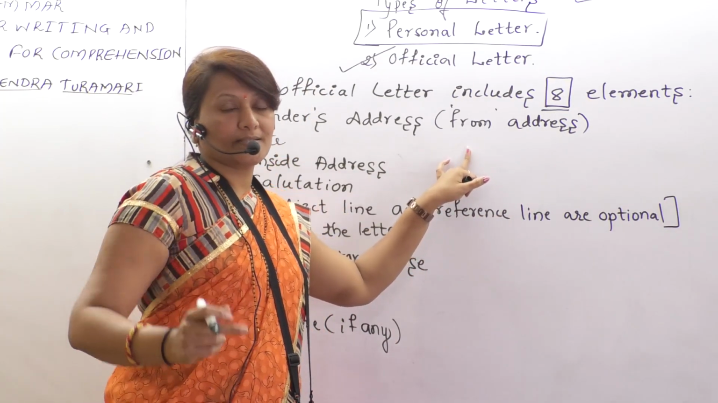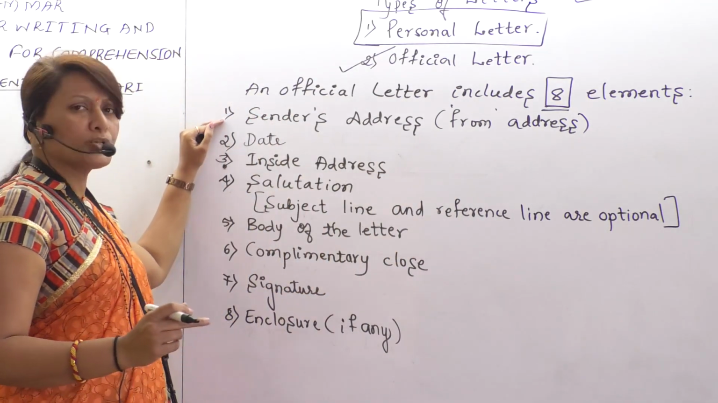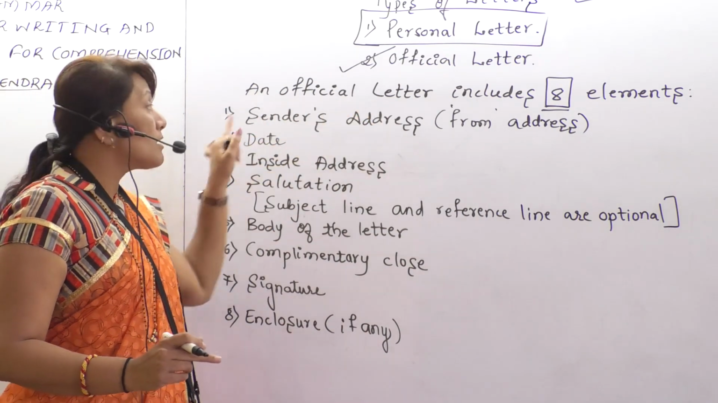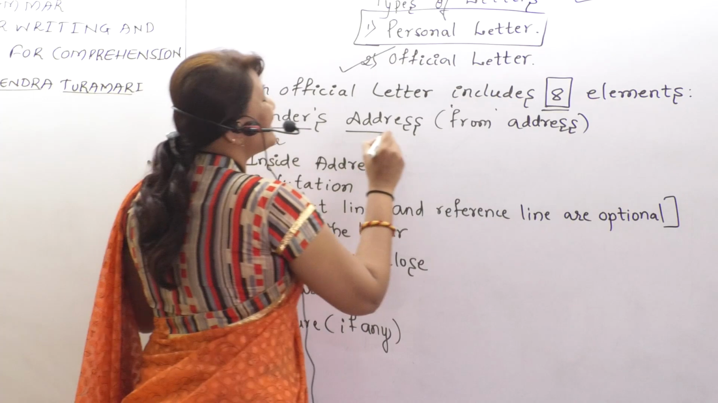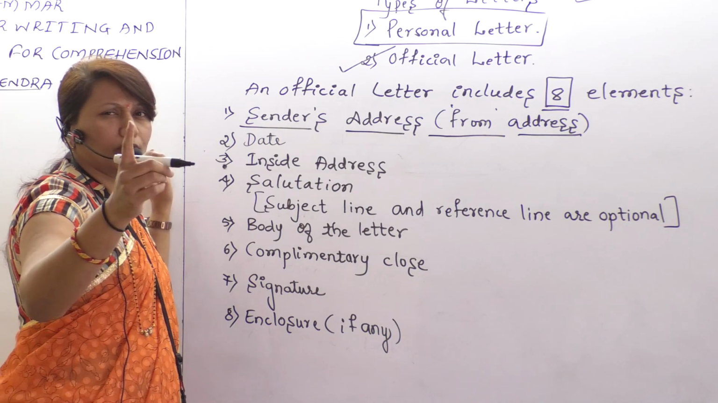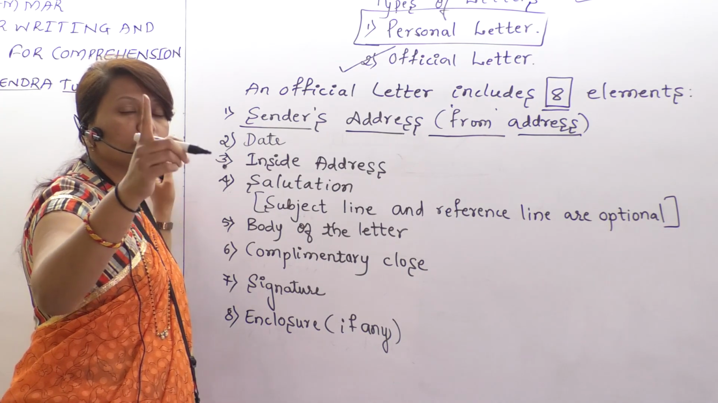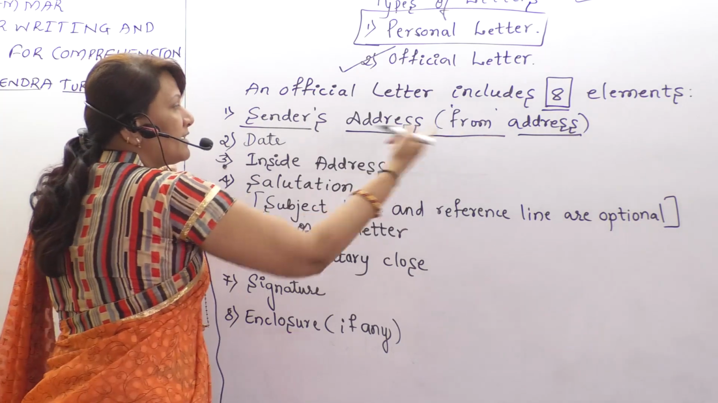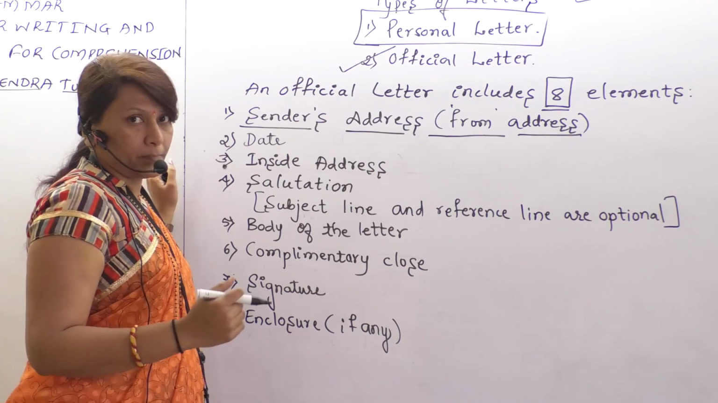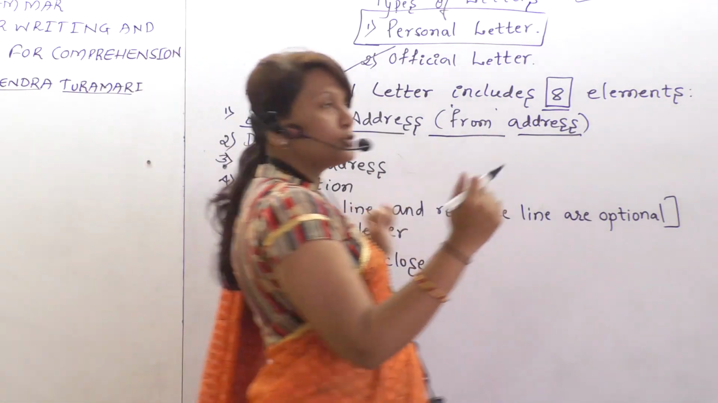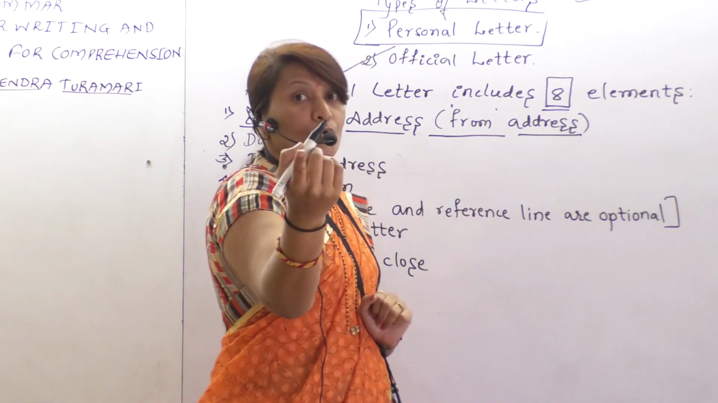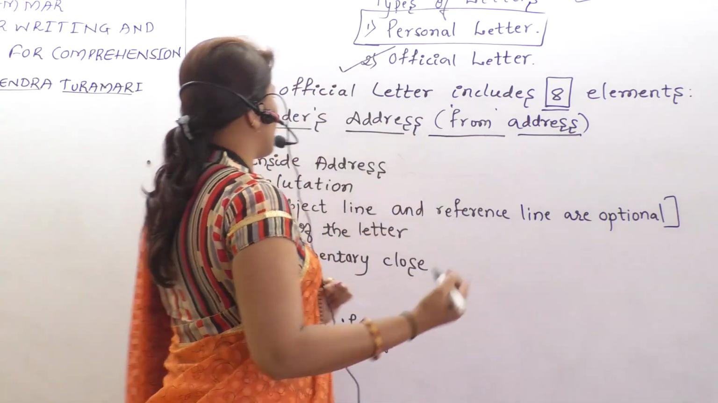From address. First point which you have to remember when you start writing an official letter is sender's address or from address. The official letter of yours must begin with from address or sender's address. Thereafter, first what you have to do? You have to write the sender's address, which is the from address.